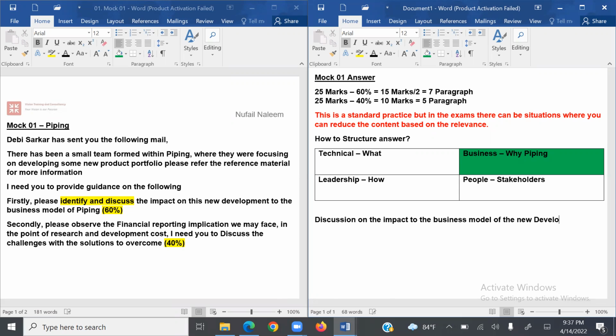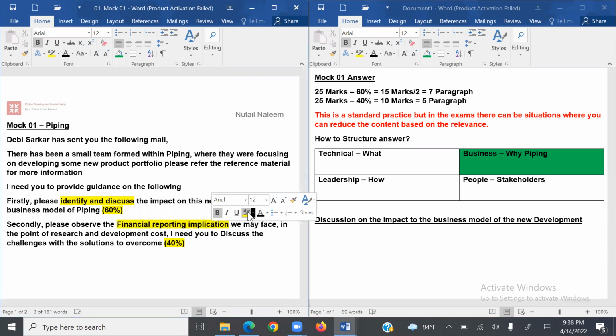I don't know what the new development is, students, but I will specifically mention it like this so that you understand there is some development taking place in the organization, and we need to make sure how we are going to position our answers towards that development. Secondly, please observe the financial reporting implication which we may face. It is very directly asking the financial reporting implication, that is the accounting implication. In the point of research and development, I need you to discuss the challenges with the solution to overcome.